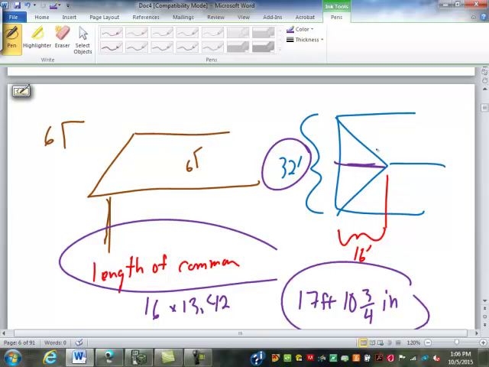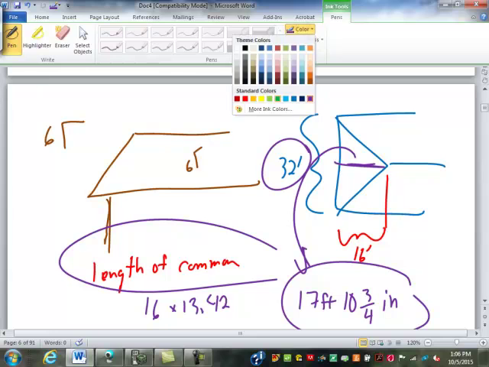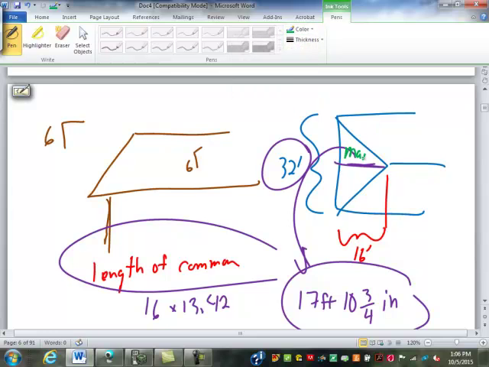The length of the main hip rafter here is the same. It's not the main hip rafter, it's the main hip jack. So the main jack. Got to make sure I'm using the right terminology here.